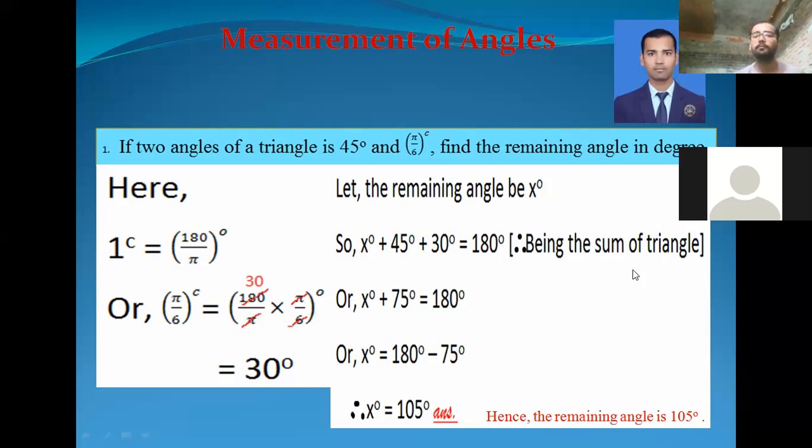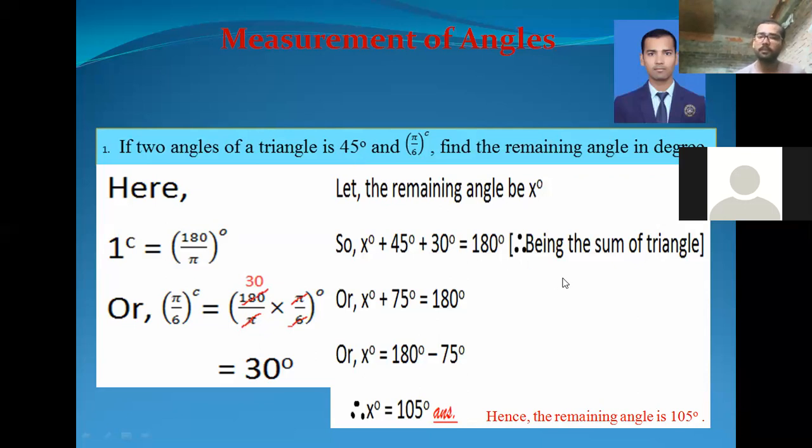Suppose in the place of radian, sometimes grade measurement is given, and the question is telling us to find the angles in degree. At that time we should convert the grade measurement into degree, and then find the third angle. In the same way, sometimes it asks us to find the angles in grade. At that time we should convert the degree measurement into grade, and then find the remaining angle in grade.